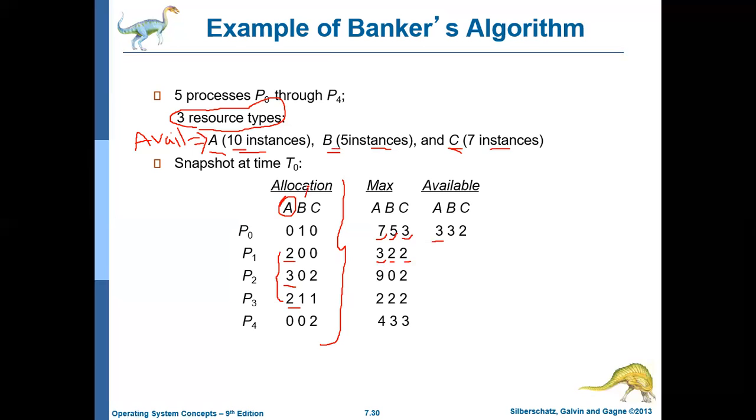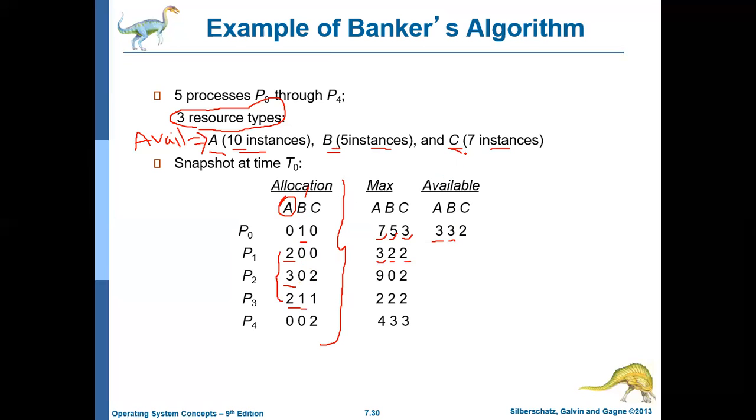Similarly, if you check resource B, how many are already allocated? 1 for P0 and 1 for P3. Total available is 5. So 2 were allotted, and 5 minus 2 is 3. So the current available of resource B is 3.